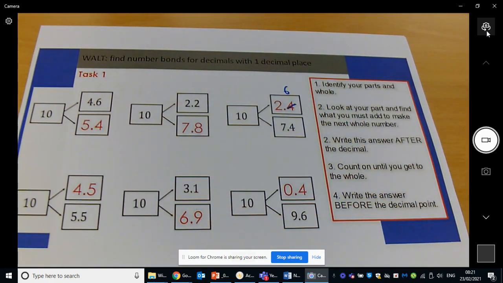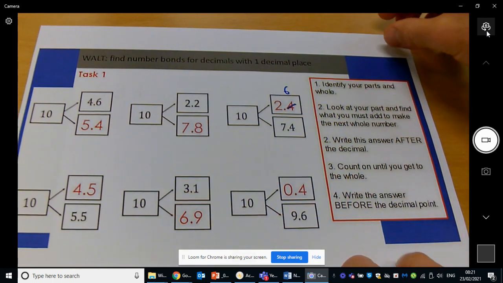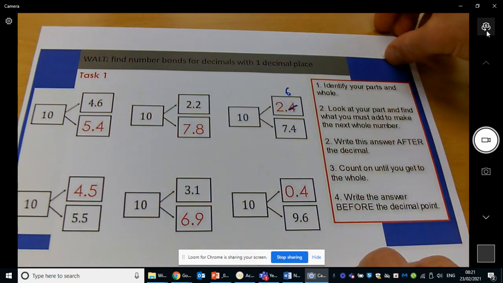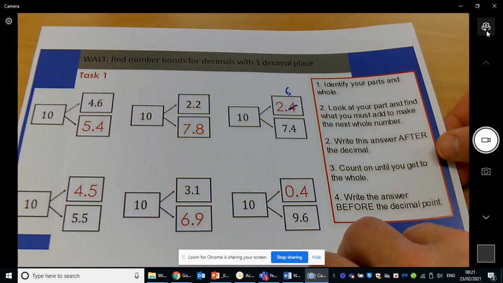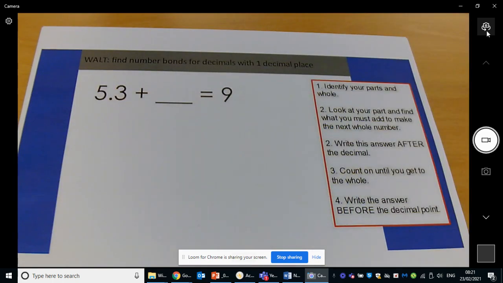My apologies. If you're still struggling with this a little bit and finding it tricky, go back and go through the explanation again and just redo the ones that we've already finished, because it can be a bit tricky. So for the next section, we're having to do exactly the same thing, except this time the parts and the wholes are going to be different. We've just been dealing with tens for the moment. Now we've got a different whole.